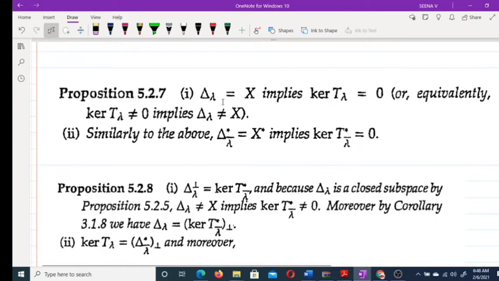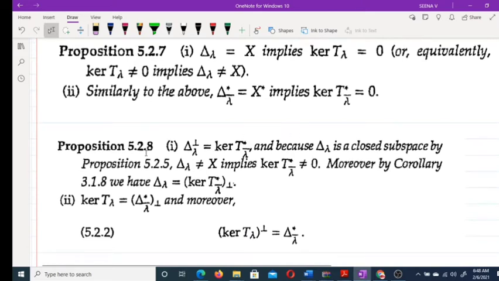Proposition 5.2.7 says that Δ_λ = X implies kernel T_λ = 0. Equivalently, kernel T_λ ≠ 0 implies Δ_λ ≠ X. Δ_λ is the image of T_λ. That is, this means T_λ onto implies T_λ is 1 to 1. Similarly, we get Δ*_λ̄ = X* implies kernel T*_λ̄ = 0.